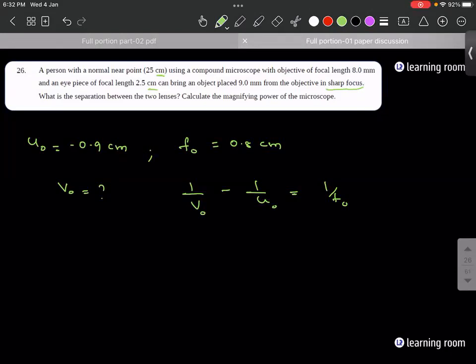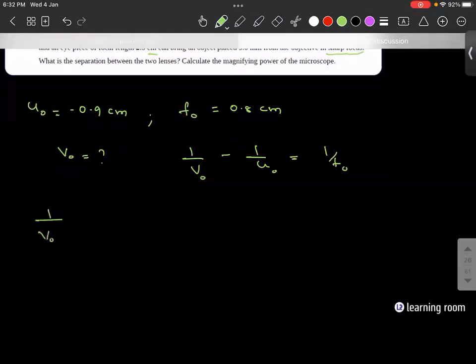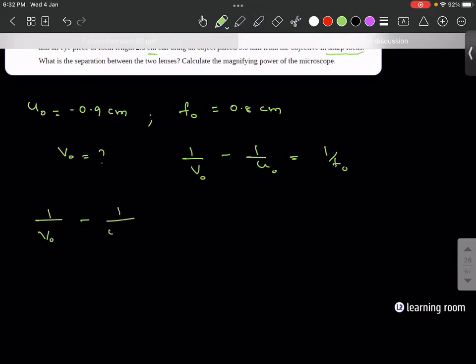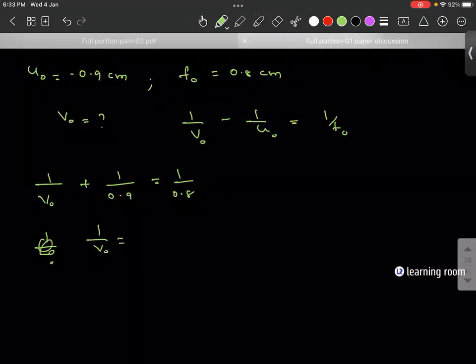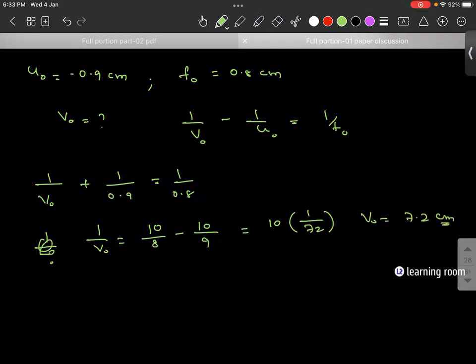Sir, I'm getting 72 by 170 centimeters. Is it for v naught, sir? I don't think so. Here the value given is something else. Anyways, let me check. 1 by v naught is equal to minus 1 divided by, so this will be plus 0.9, is equal to 1 divided by 0.8. So 1 divided by v naught is equal to 10 by 8 minus 10 by 9. So 10 into 1 by 8 minus 1 by 9 is 1 by 72, no? So v naught, you should get 7.2 centimeter. No? Sir, I know where I went wrong, sir. Got it? You took a plus. Yes, sir.